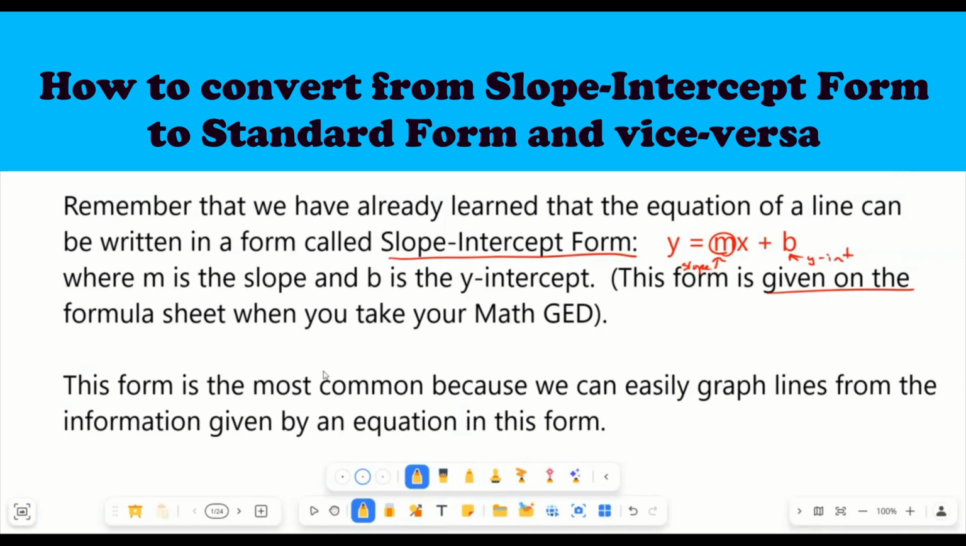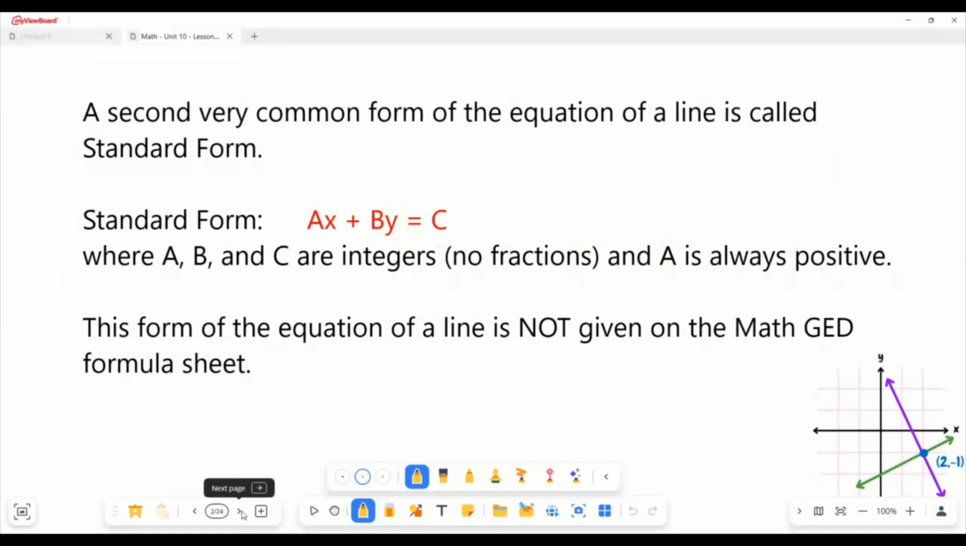This is given on the formula sheet when you go to take your GED. So you do not have to memorize that formula. It is on the GED. And this is the most common form because we can easily graph from this form. And we'll be looking at that soon. But there are other forms as well.